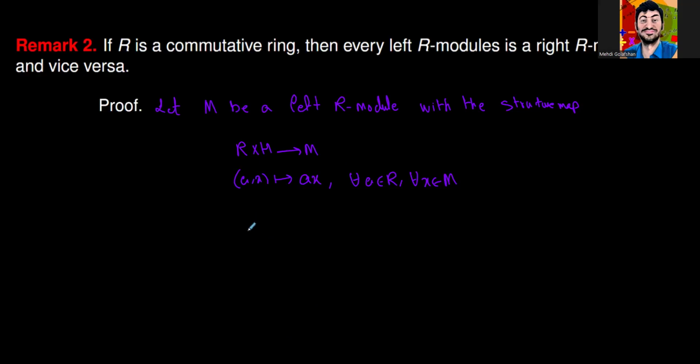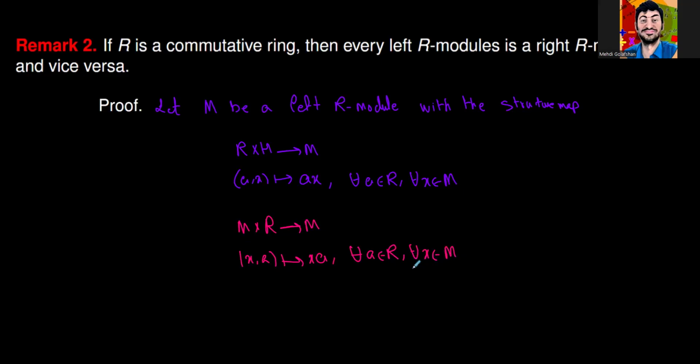We define another map. Let me define another map, M times R to M, from (x, a) goes to xa, for all a in R, for all x in M.